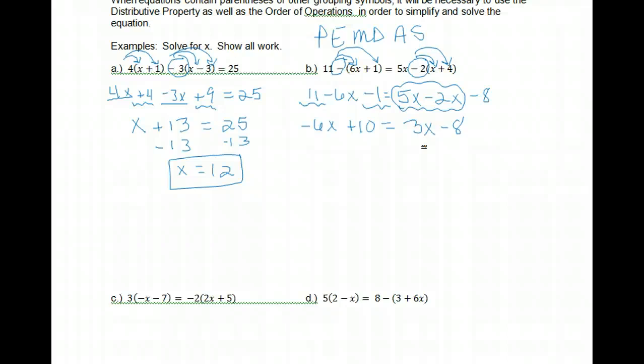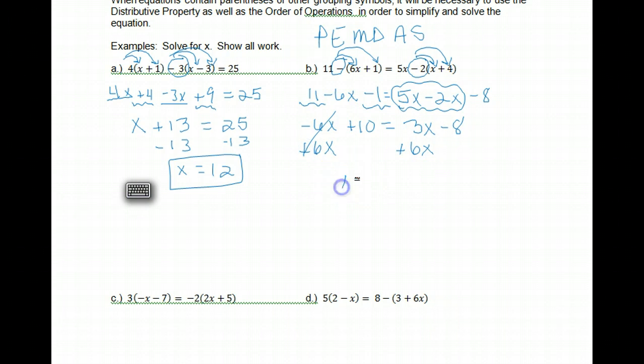As I've mentioned, my preference is to always move the variable that has the smaller coefficient. I do this because I like to work with positive variables whenever possible. This is something that I can control. So I'm going to move my negative 6x. To move a negative, we will use a positive 6x, and we will add that to both sides.